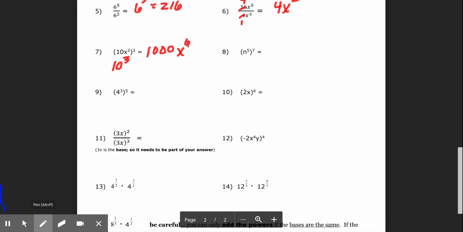Number 8, multiply 5 times 7 and get 35. Number 9, this would be 4 to the 15th. So when it's going to be a really big number, we'll just leave it in exponential form. Here, you're going to take 2 to the 4. So 2 times 2 is 4. 4 times 2 is 8. 8 times 2 is 16. X to the 4th power.